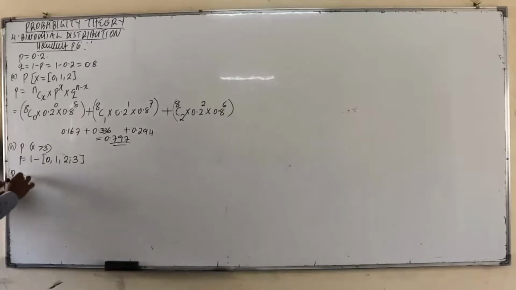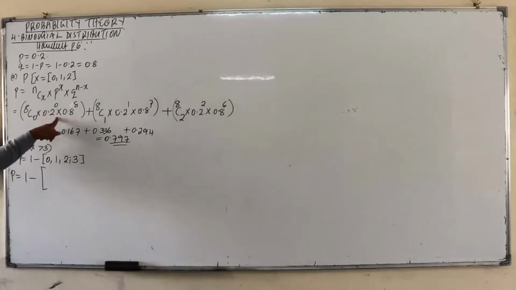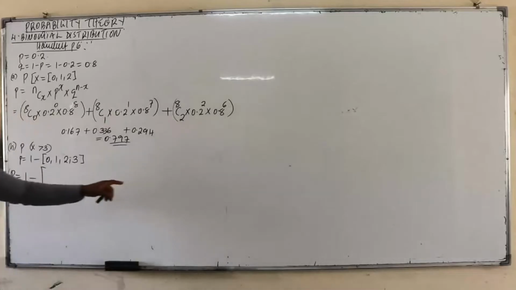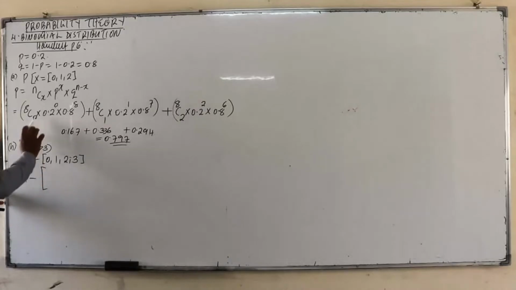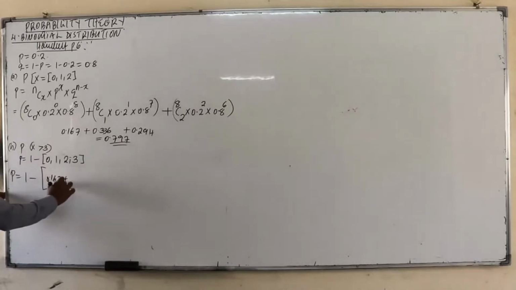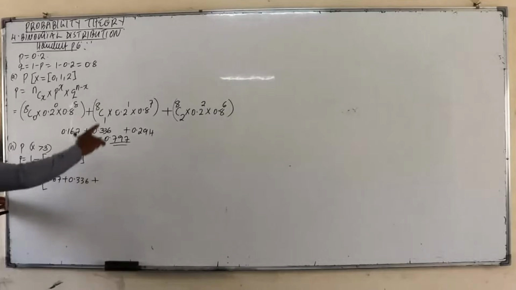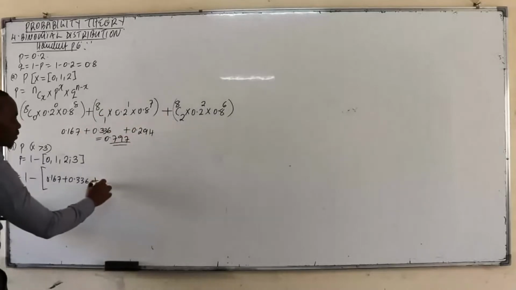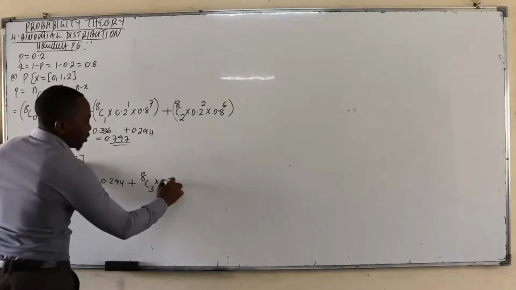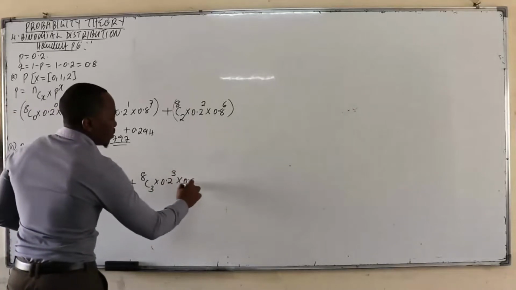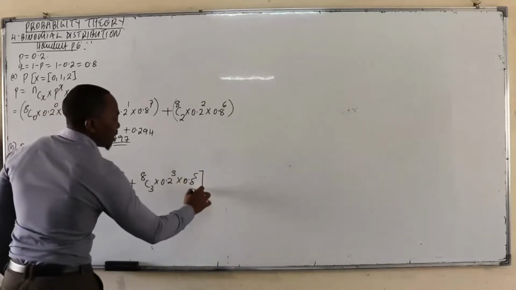So probability is equal to 1 minus, when x is 0, 1, 2. We just need to compute for 3, right? So for 0, we got the probability of 0.167. When x is 1, we got the probability 0.336. When x is 2, we got the probability of 0.294, plus. Now we compute the last one. So it will be 8 combined when x is 3. Probability is 0.2 raised to power 3, 0.8 raised to 8 minus 3, get 5. So can you compute this one?